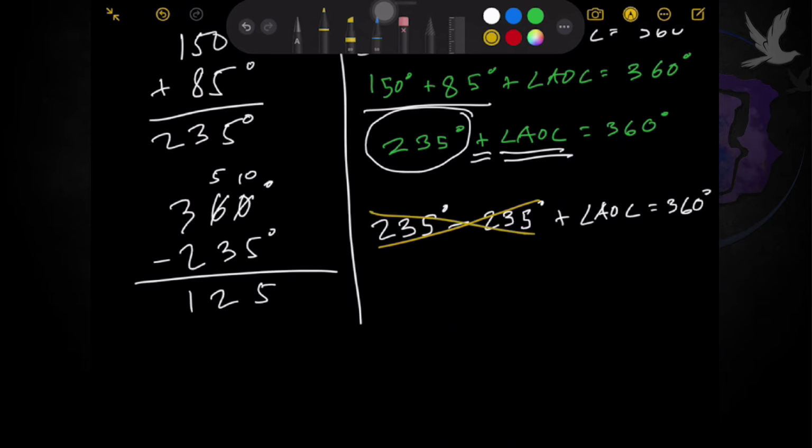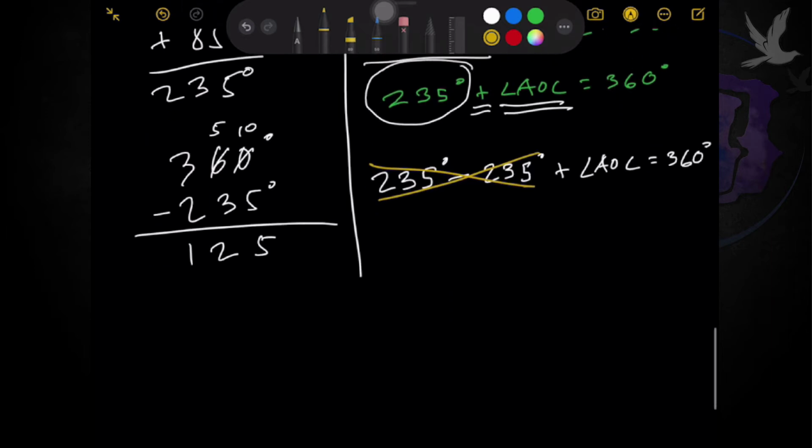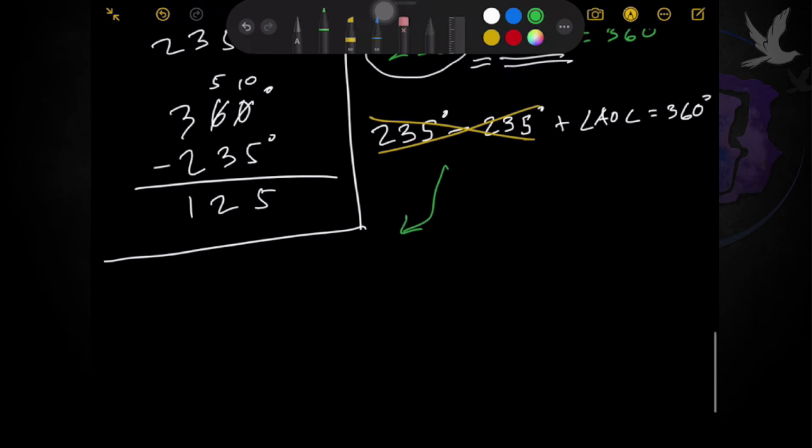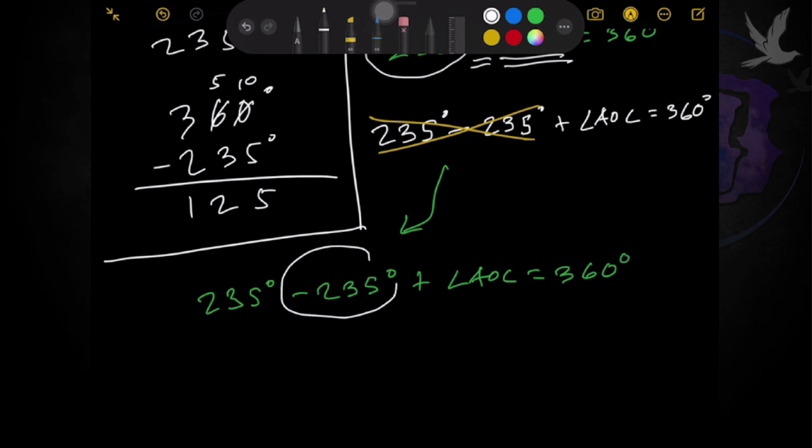And this is the part where I'm going to rewrite it muna. I'll just take this space. Close ko lang muna to. Again, rewriting it, that's 235 degrees minus 235 degrees plus angle AOC is equivalent to 360 degrees. What you do in one side of the equation, you should also do it on the other side of the equation, which means in this case, we should also subtract 235 degrees.